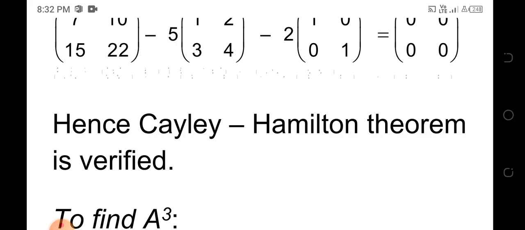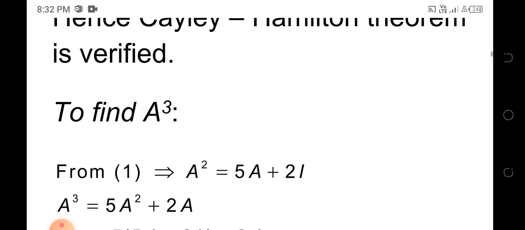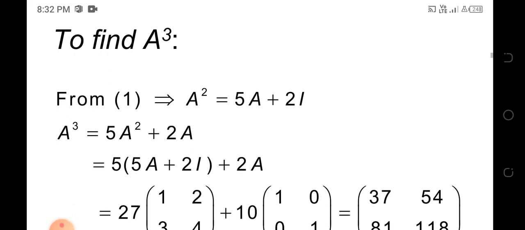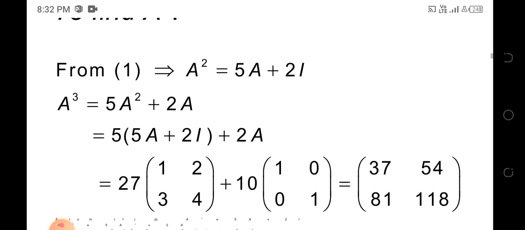And what is the purpose of finding our next one? A cube. For that you have to take the value from equation 1, that is A square minus 5A minus 2I equal to 0, no? So first they are converting the value as A square equal to 5A plus 2I. Then they are multiplying A throughout both sides, on the left and right ends. And then they are writing that 5 into A square. We already know what is A square from equation 1, 5A plus 2I.